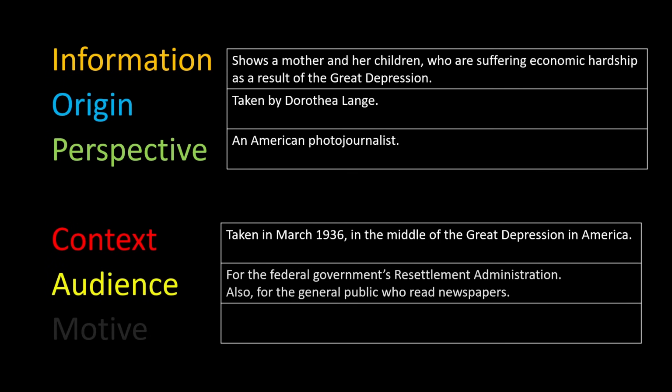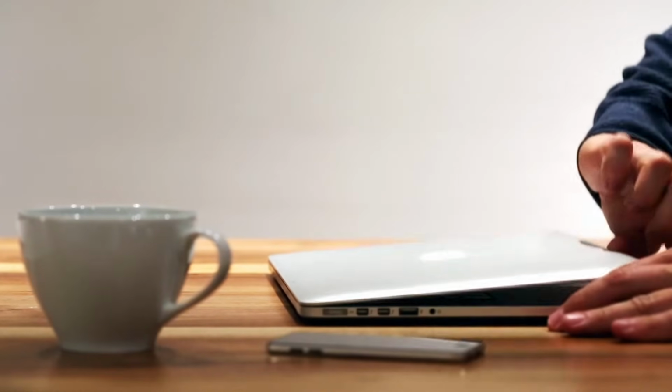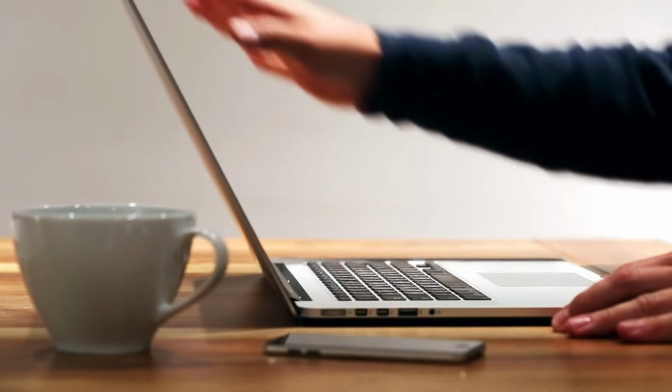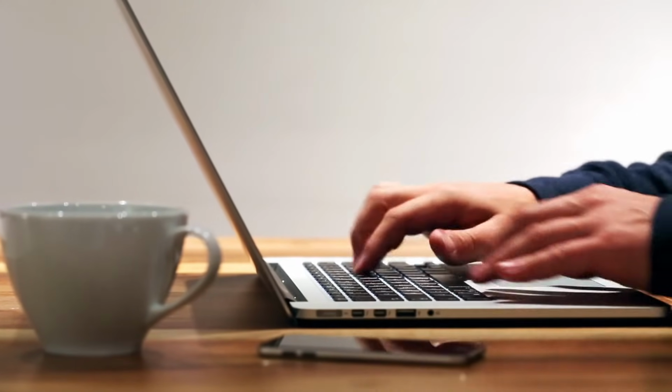Audience: Lange took the photograph as part of her job working for the federal government's Resettlement Administration. However, we also discovered that her photographs were intended to be published in newspapers for the general public to see. Motive: the reason this photograph was taken was to raise public awareness of the economic toll of the Depression and the need for a solution. Now that we have answered each of the 6 questions, we can tie them all together and write a 2-sentence source analysis. Here is the result.